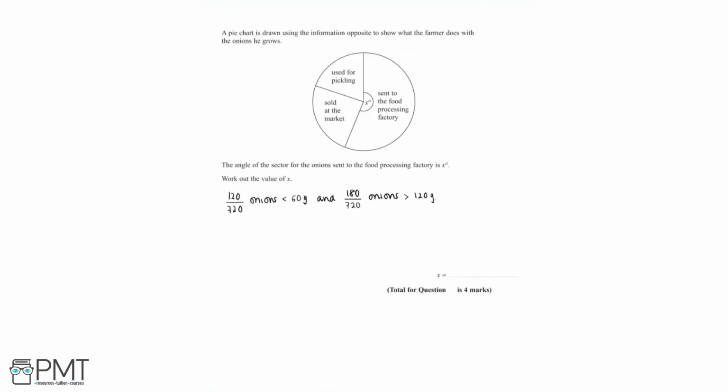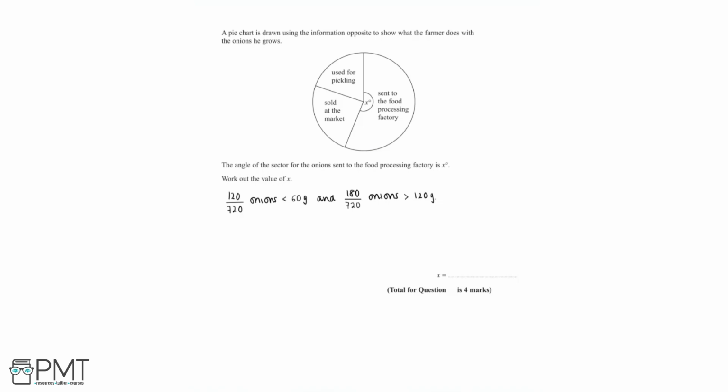Now we found that 120 onions out of a total of 720 are less than 60 grams, and we found that 180 onions out of a total of 720 are greater than 120 grams. Now the question asks us to work out the angle of the sector for the onions sent to the food processing factory.